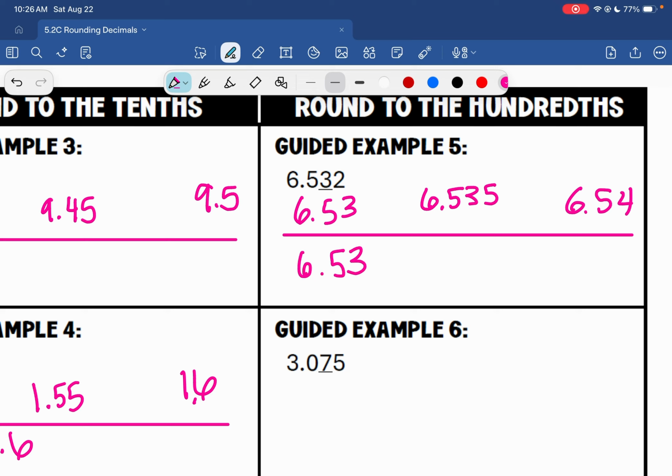The reason we used 6 and 53/100 is that the hundredths place is what we're rounding to. You can't use 6 and 5/10 and 6 and 6/10, because we're not rounding to the tenths place, we're rounding to the hundredths place. So that's important to know.